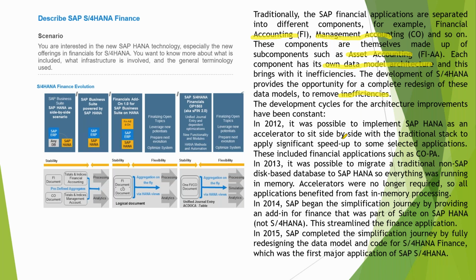Previously, in 2012, we used to talk only about add-ons, right? Simple Finance add-on. You just had to have an add-on to the existing New GL accounting system, where you have ECC 6.0. That means SAP S4 HANA initially started only with the finance simplification.